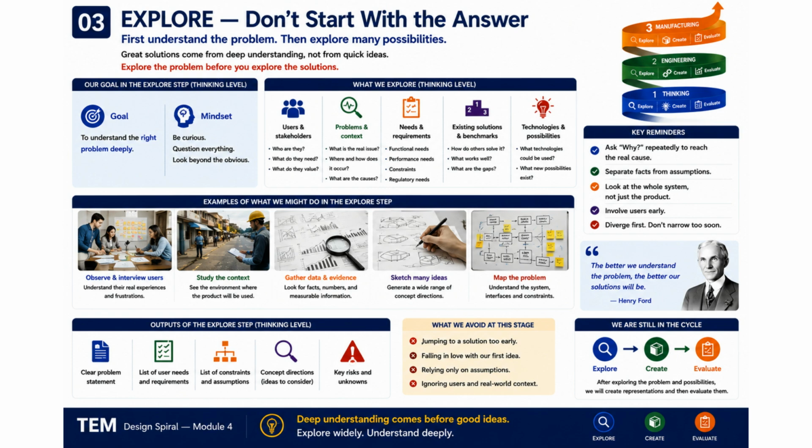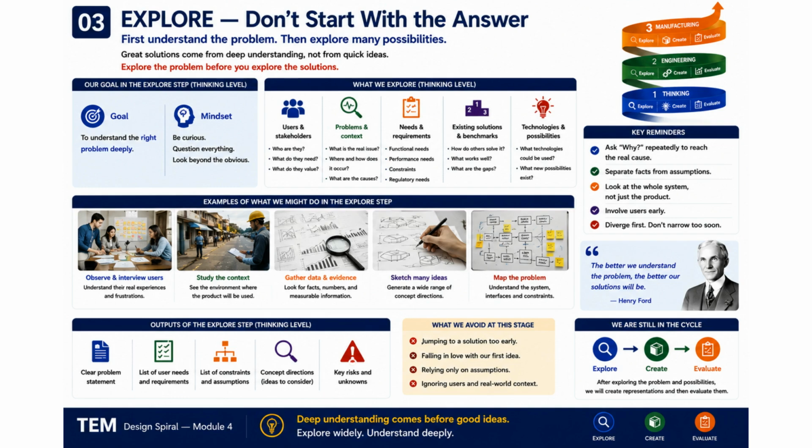We now begin with explore at the thinking level. At this stage, exploration does not mean immediately searching for a better motor, a better sensor, or a better mechanism. We are not yet engineering the solution. Our first responsibility is to understand the problem deeply. Who are the users and other stakeholders? What do they actually need? In what environment will the product operate? What difficulties exist today? We observe users, talk to them, study the operating environment, gather data, and examine existing solutions.